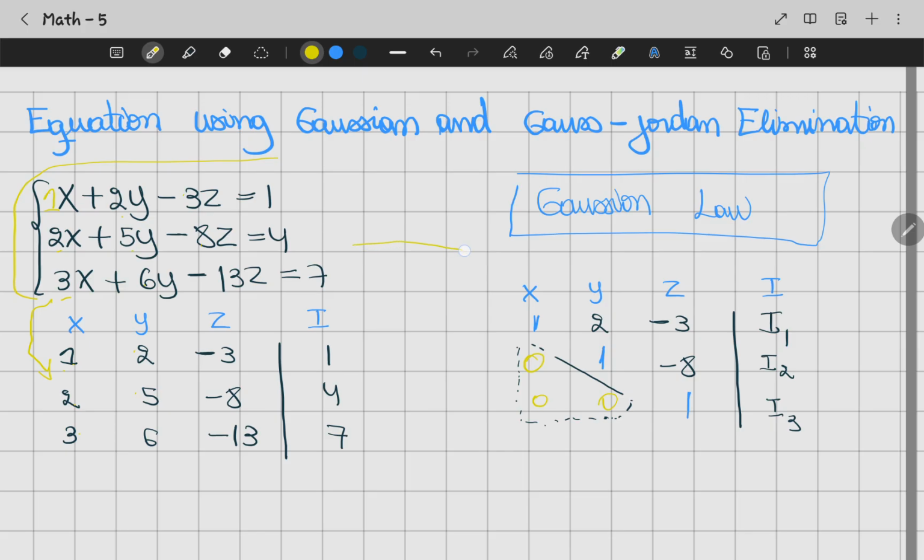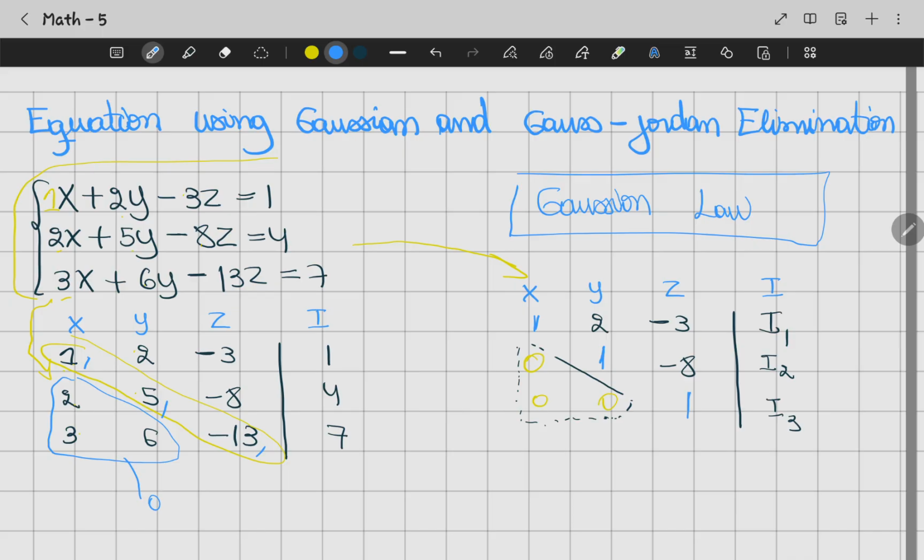Remember, we need to get to this form. As you can see, all of this we're going to eliminate and then only stay with one in that diagonal row. And then if you see this, we're going to transform them into 0. So that's what we'll be doing.